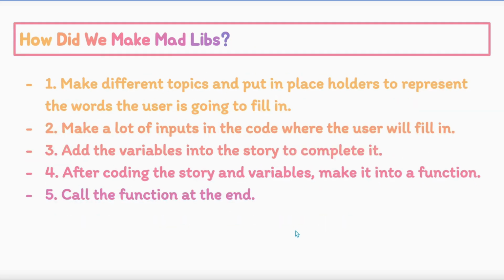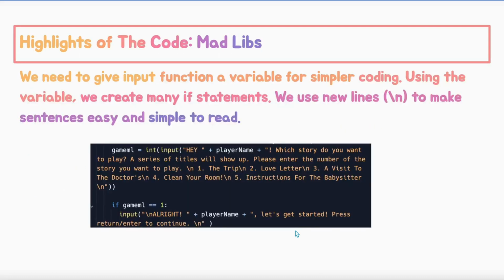We created several stories, including placeholders for the words that the player will fill in. We also added several inputs to the code that the player will complete. To finish the story, we added variables. We created a function out of the story and variables after coding them. At the very end, we called the function. And these are the highlights of the code we made.